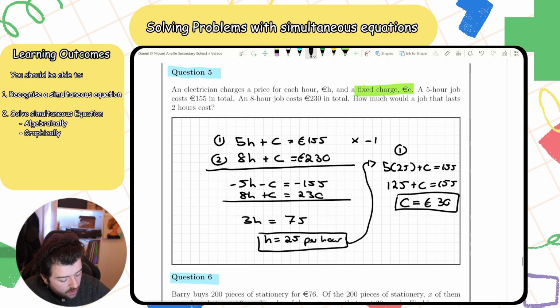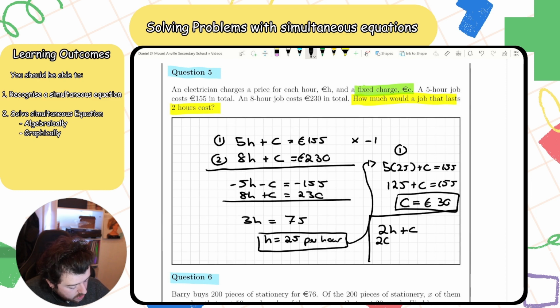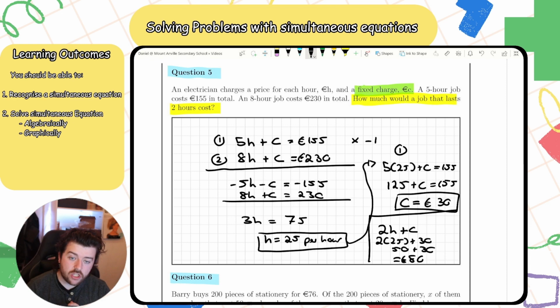Now finally, what's it asking me for here at the end? How much would a job that lasts 2 hours cost? So a 2-hour job would be 2h and then plus my fixed charge. I know h is equal to 25, and I know my fixed cost is 30, so it's going to be 50 plus 30. So the total is going to be 80 euro for the 2-hour job. Right.